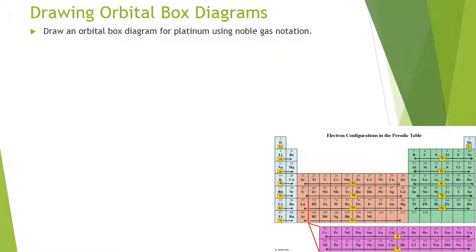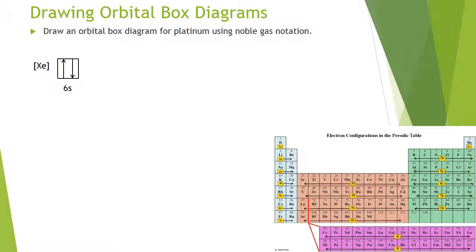Let's take a look at one more example here. Here we're asked to draw an orbital box diagram for platinum using noble gas notation. So you've just learned about noble gas notation. You can apply that same idea to orbital box diagrams. So when I find platinum here on the periodic table, which is atomic number 78, I'm going to start by putting the symbol for the previous noble gas, xenon, in brackets. And just like the other noble gas notation, this just represents all of the electrons in xenon's configuration. From there, we will pick up with the 6s sublevel, because that's the first one after xenon's electron configuration. So that would be 6s2, because there would be 2 electrons there.